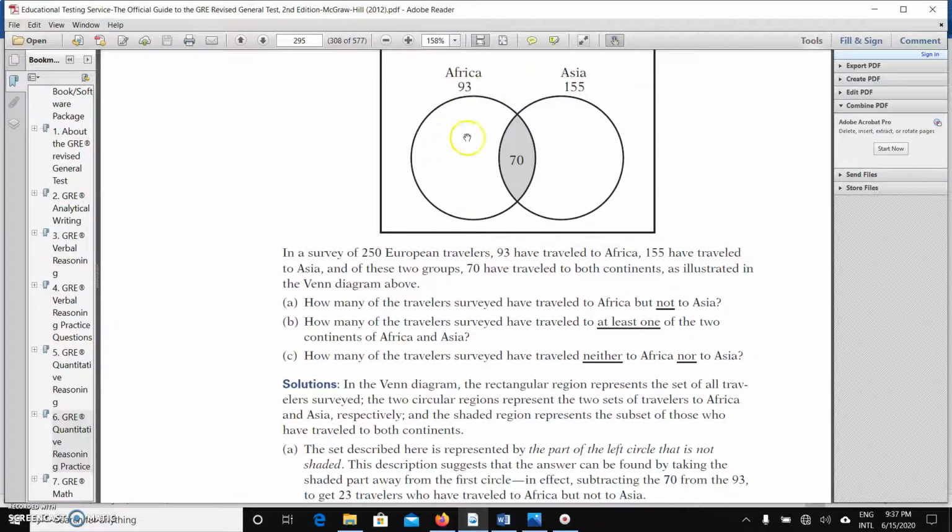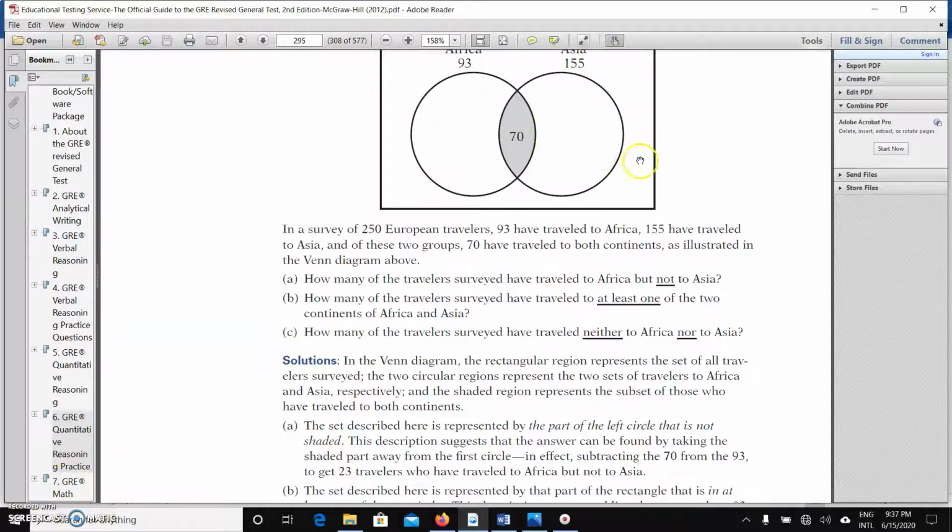We know those that go to Africa alone are 23. For those that go to Asia alone, we want 155 minus 70, that gives you 85. So now add 85 plus 23 plus 70. For Africa alone it is 23, for Asia alone it is 85, and for those that have gone to both it is 70. Added all together, that gives 178.